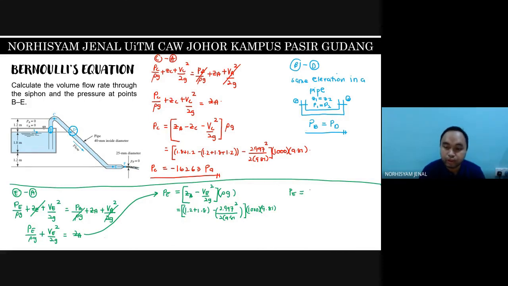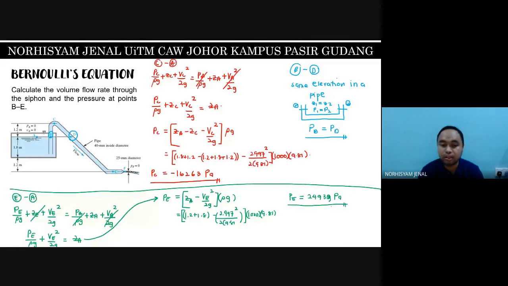Okay, so PE should equal 24,938 Pascal. Okay, or for my calculation, it should be a 9, 24,939 Pascal. So that will be the answer for PE.